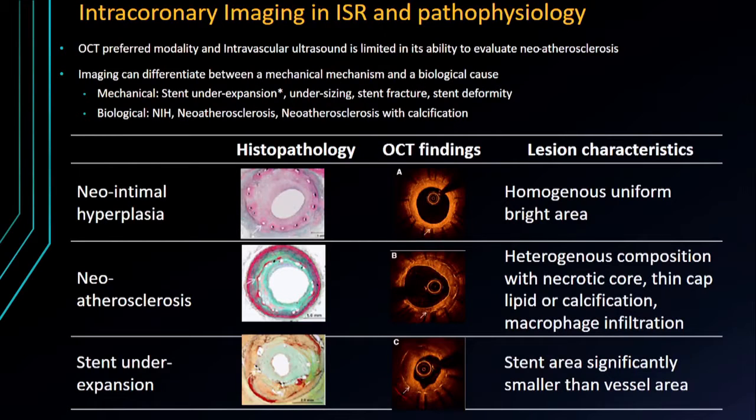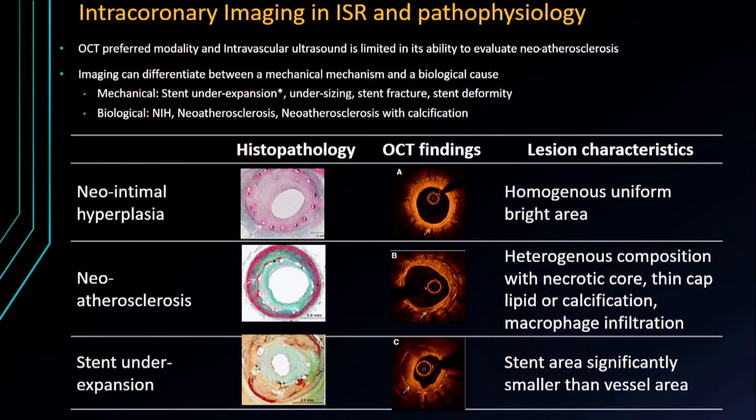So either of the imaging should be done to understand what is happening in this patient. And there are 3 things which have come up after imaging is done. One is that this patient could have neointimal hyperplasia, as it is seen on OCT, which is a homogeneous, uniform area, or it could be new atherosclerosis.